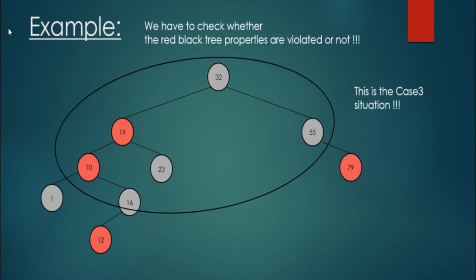We have to fix it. And this is the case 3 situation. We have the node X here, which is the node 10. The node 10 is a left child because it is the left child of the node 19, and the uncle of node 10, the node 55, is black. So this is the case 3 situation. We have to make a right rotation on the node 10's grandparent. The grandparent of node 10 is node 32, the root node, so we have to make a right rotation on the root.